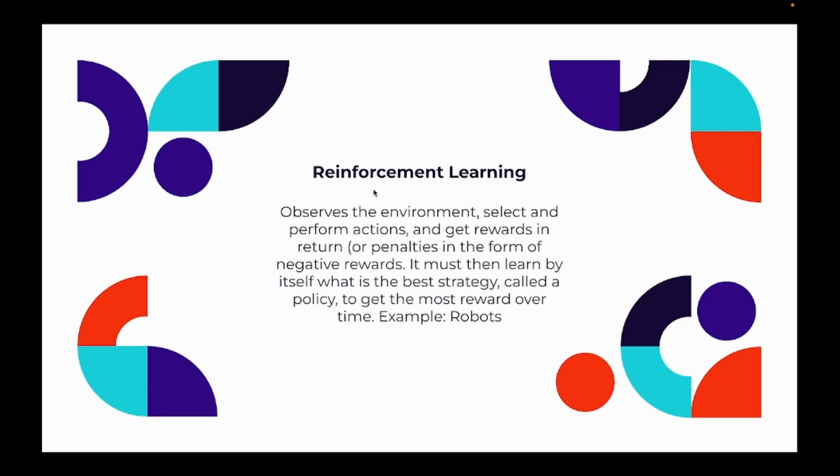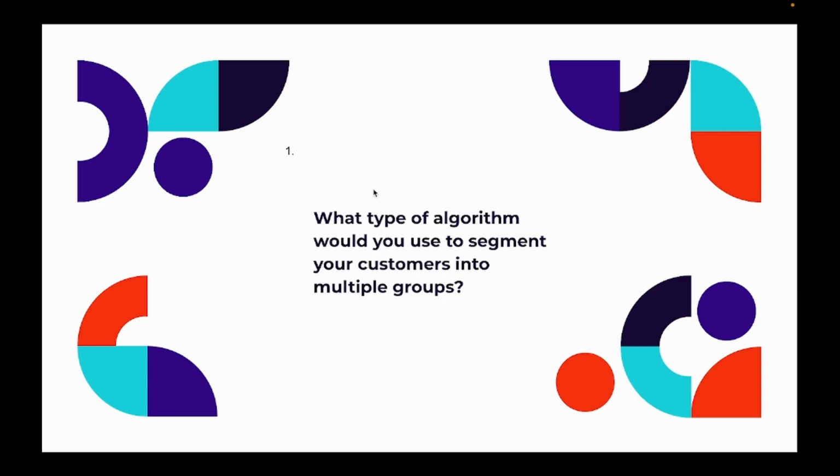Before we go into the next section, I want to talk about reinforcement learning. Reinforcement learning is the idea of observing the environment, selecting and performing actions, and getting rewards in return or penalties in the form of negative rewards. It must then learn by itself what the best strategy, called a policy, is to get the most reward over time. The best example would be robots. Robots are built on the idea of reinforcement learning.